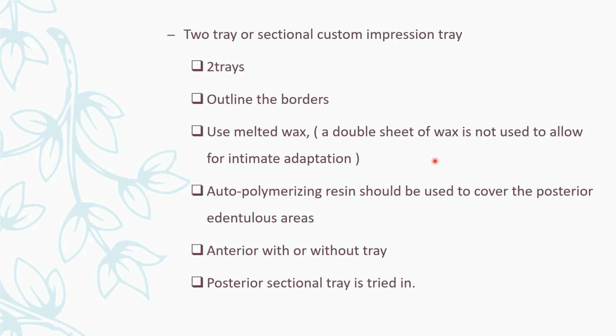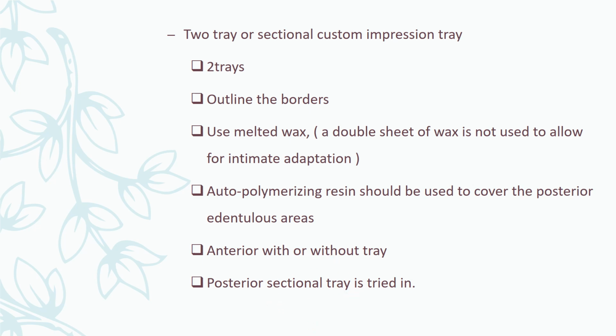or allow the melted wax to flow and cover basically the undercuts. The autopolymerizing resin should be used to cover the posterior edentulous areas. It can be used, guys. Okay, so anterior can be done with or without the tray. Posterior sectional tray is tried in.